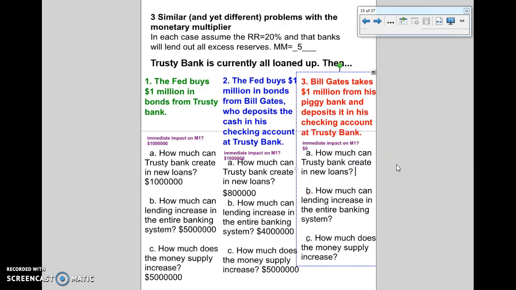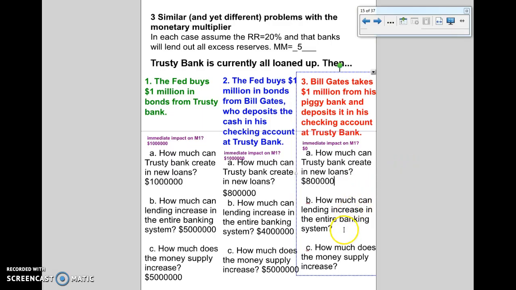Because of the reserve requirement, then, they will start loaning it out, but can only loan out $800,000, just like when Bill Gates put the bond money into the banking system. The entire impact here is also going to be $4 million, just like it was in the other Bill Gates category. But in this case, there was no initial increase of $1 million in the money supply, so the money supply here only increases by $4 million.